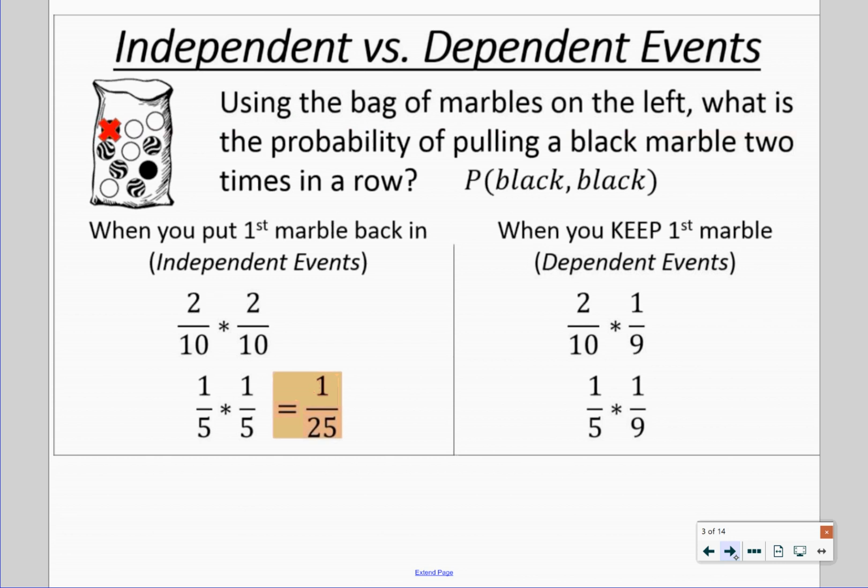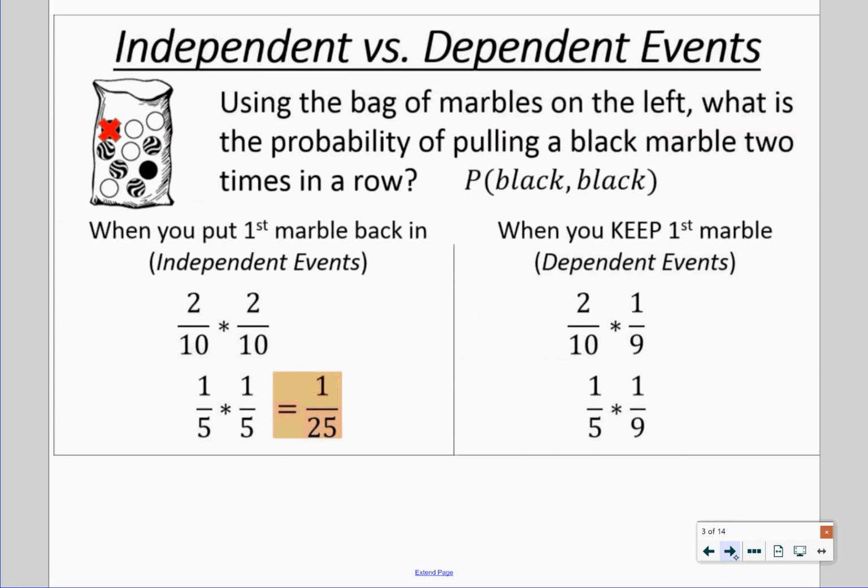And a lot of times, specific wording in the problem is going to tell you that you have independent or dependent events. They use the words replacement and not replacement, or not replacing as you go. So here we have a bag of marbles. You can see there's 4 white, 2 that are black, and a couple that are black and white. We want to find the probability of pulling a black marble 2 times in a row.